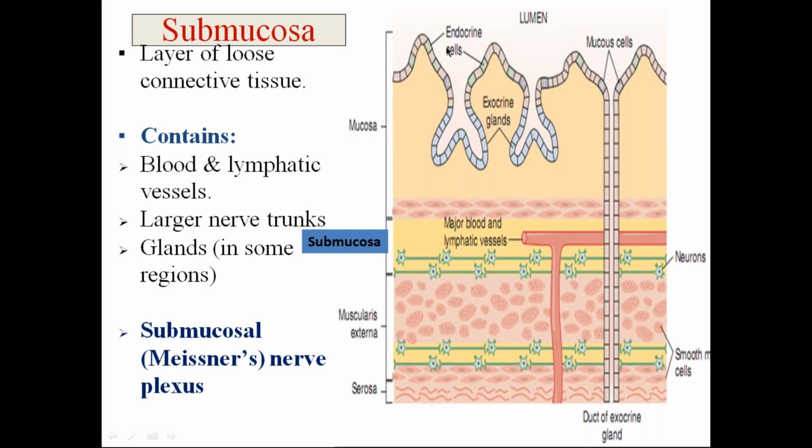So here you can see that this is the innermost layer, which is the mucosa. Outer to the mucosa, you have the submucosa, which contains the blood vessels, the lymphatic vessels, and the large nerve trunks, which would be the sympathetic and the parasympathetic. It also has the submucosal or the Meissner's plexus, which is a part of the enteric nervous system.